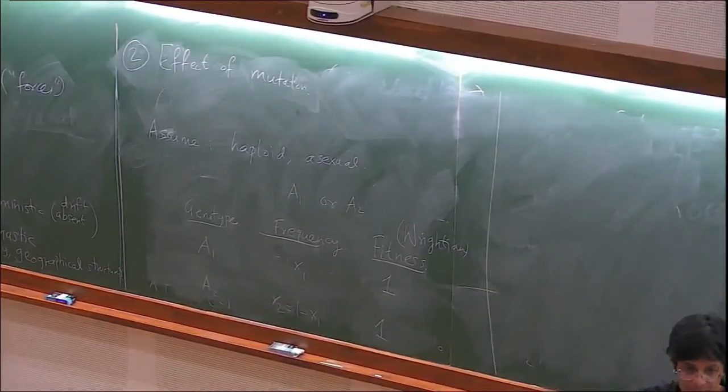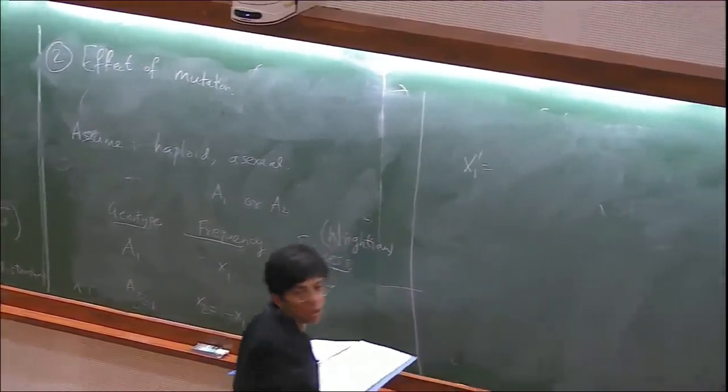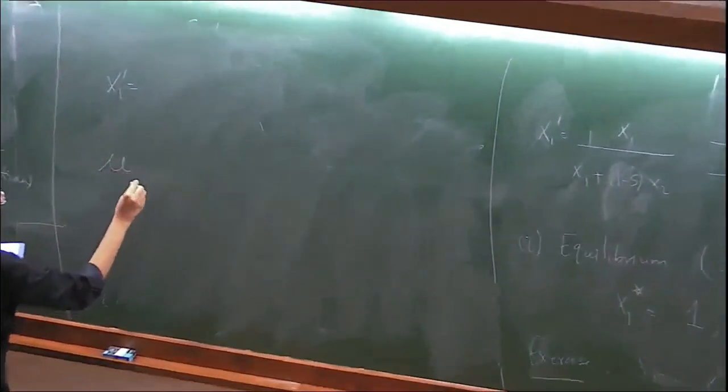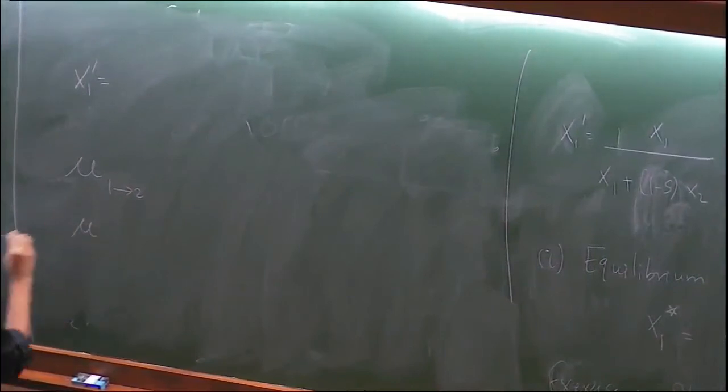So I'll take 5 minutes. Let's say I'm doing x1 prime. No selection, only mutation. So there is a probability that 1 can become 2 with probability mu 1→2, and there's also a probability mu 2→1. So how would I get x1?